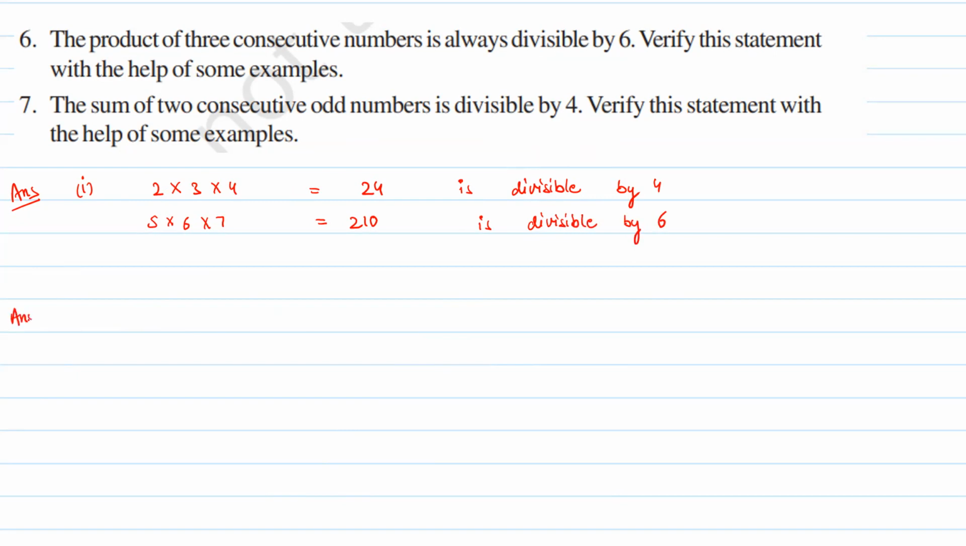Coming to answer number 7. The sum of two consecutive odd numbers is divisible by 4. Now again, do it like this. In this, you have to do the sum of two consecutive odd numbers. So let us write two consecutive odd numbers as 3 plus 5, which is 8, is divisible by 4.